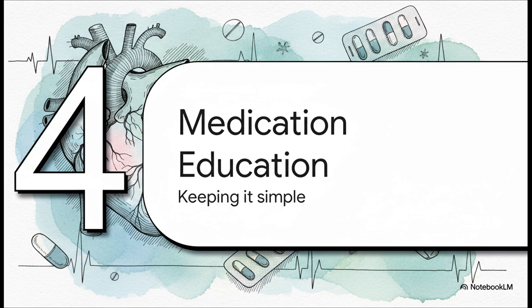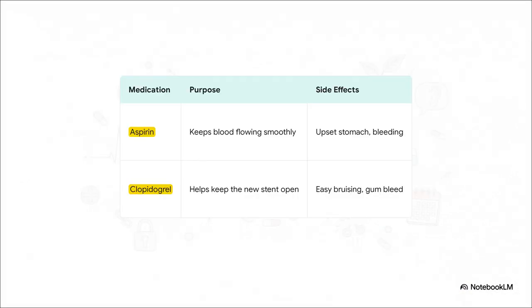Your goal here is to be crystal clear and super simple. Ditch the medical jargon. Use analogies. Make it easy to understand. So a great way to do this is to group them. Let's start with the anti-clotting team.